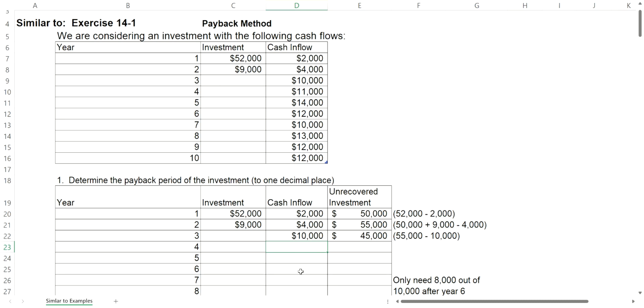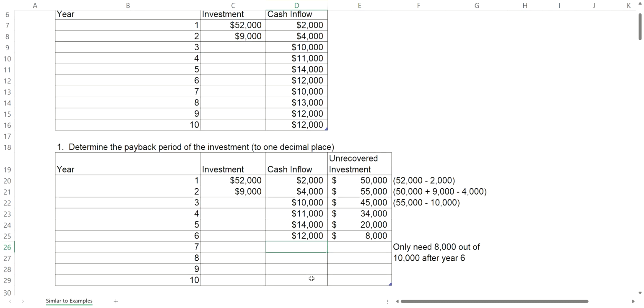Year four, your cash flows are $11,000. 45 minus 11, you're down to $34,000. Year five, your cash inflows are $14,000. 34 minus 14 puts you down to $20,000. Okay. And year six, your cash inflows are $12,000. 20 minus 12 means you still have unrecovered investment of $8,000.